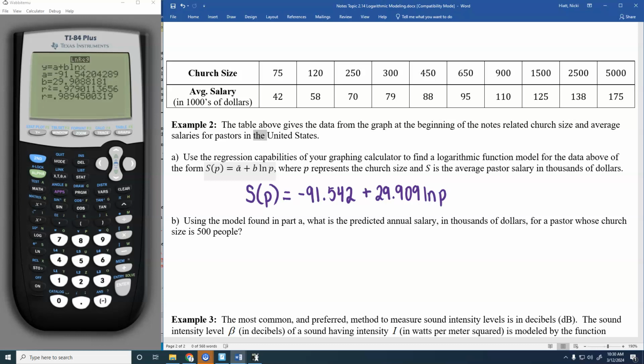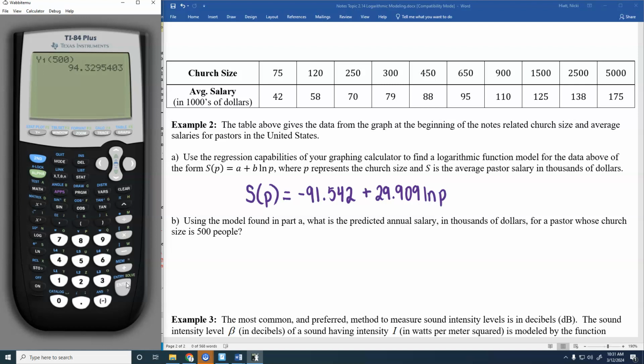And then they ask us to use that model to predict the annual salary in thousands of dollars for a pastor whose church size is 500 people. What would we do for that? Table's an option. You can do the graph and do alpha trace. For the graph, you've got to get your window right first, which is not bad with this because you put data in. Essentially, you're just plugging in 500 for your X, right? So there's a lot of options. My favorite one is just to do alpha trace Y1 of 500, and just put that in that way.